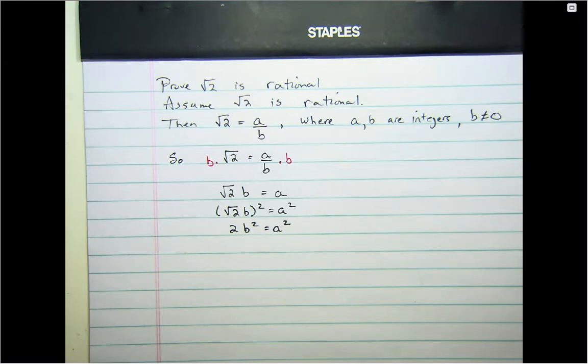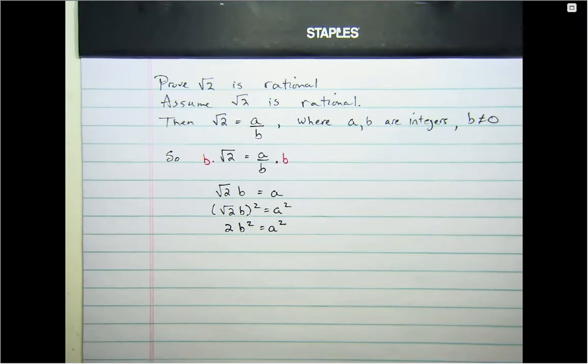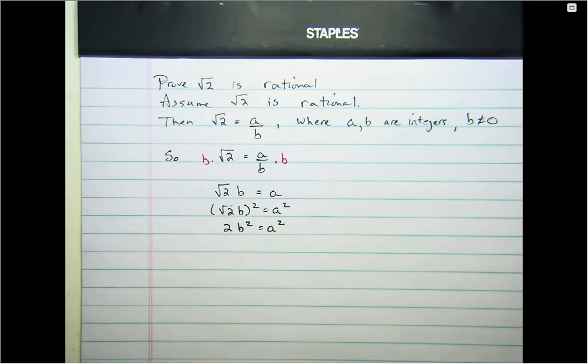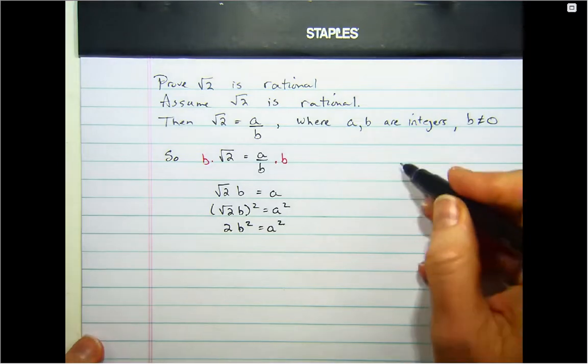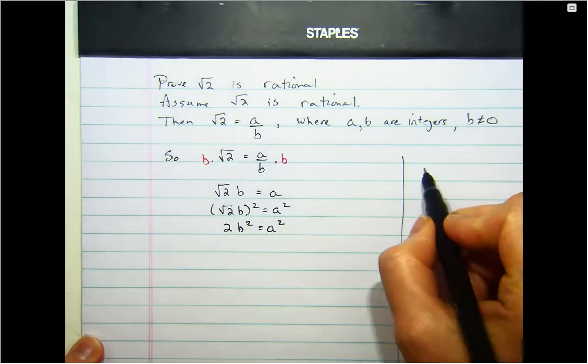Now the Pythagoreans got to this point and were full of dismay. This is a problem. 2b squared equaling a squared. This is a big problem. It's off to the side here, I'll remind you.